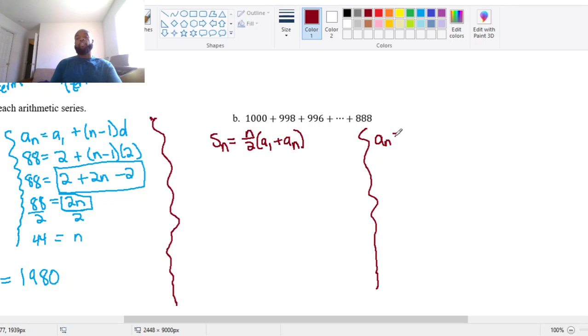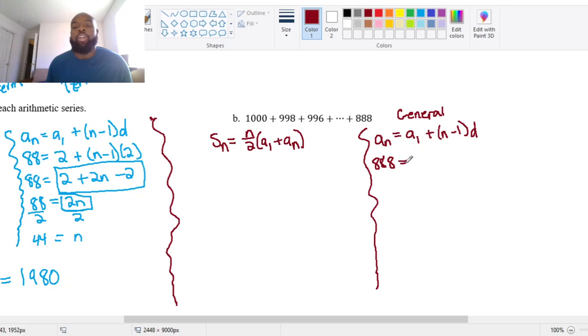Remember, we could use our formula for our arithmetic sequence, where the terms are 2 units apart. This gives us a formula for our general term. Now, I'm using a sub n, but I should actually use i's, since in sigma notation I would have i's here. Don't confuse the n's. Here I have 88 as my last term. My first term is 1,000. I don't know my n.